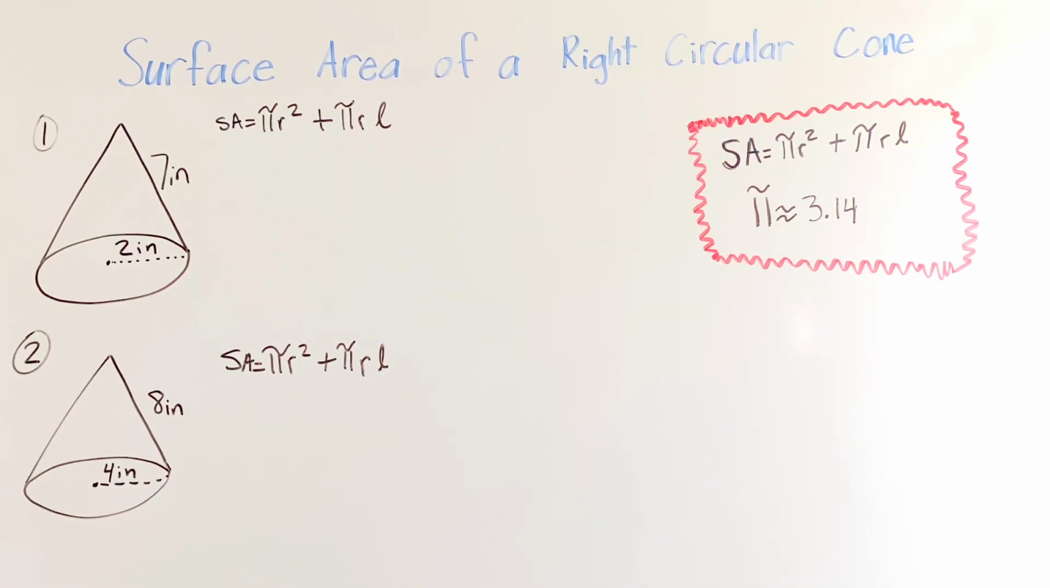In today's video, we're going to be working on surface area of a right circular cone. On the right hand side, I put the formula. It's pi r squared plus pi r l.